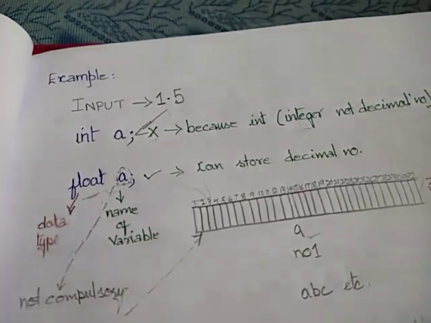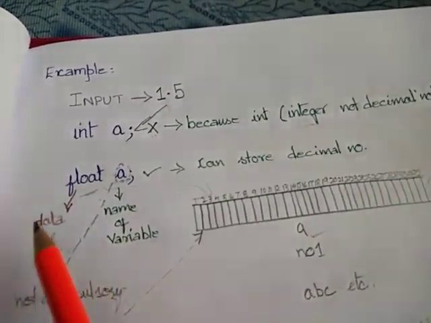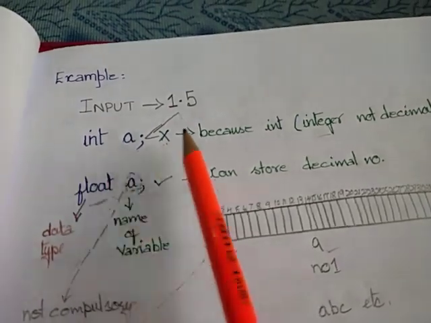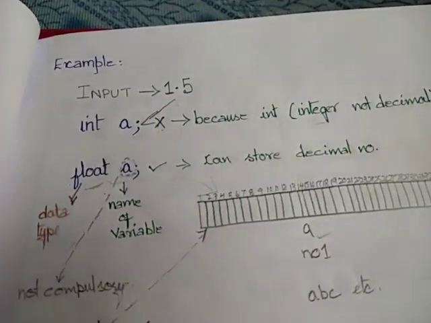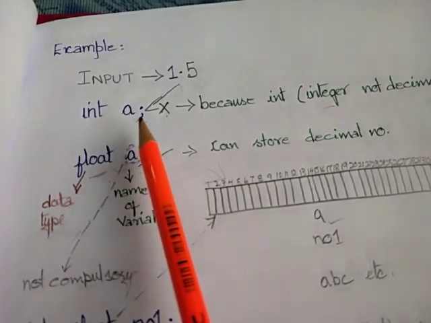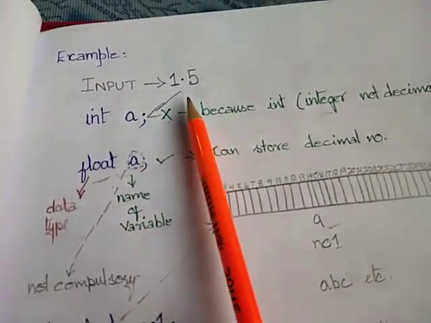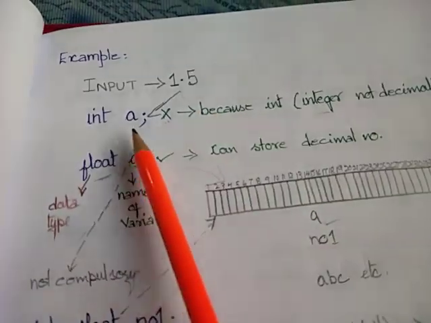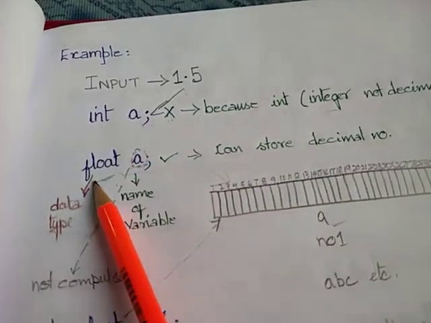Now over here you understand, whenever you want to input an integer value or a value without a decimal point, you can use the data type int. But if you have to input or take a decimal value, then instead of int, you have to use float.